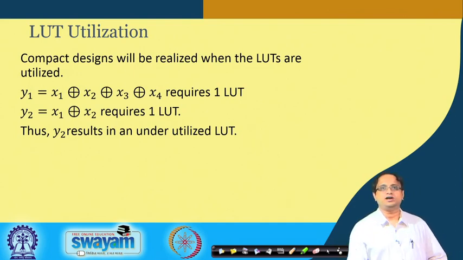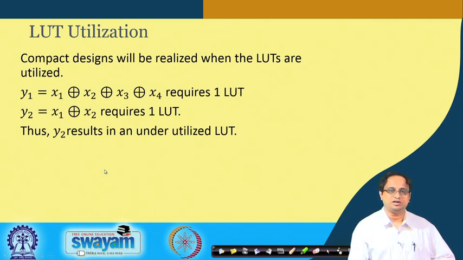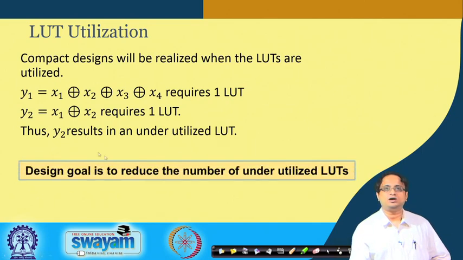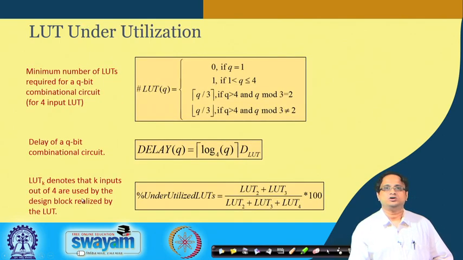Therefore, Y2 results in an underutilized LUT. The LUT is not maximally utilized, because once you have realized Y2 in it, you cannot realize any more function in that. The remaining part is kind of a waste. So, what we want is to make the number of unutilized or underutilized LUTs as minimal as possible. So, how do we do that?